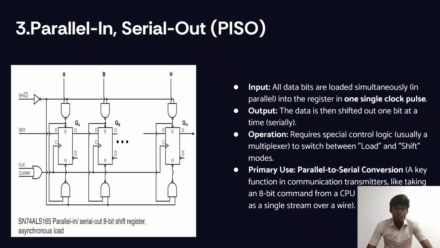Next, we will see parallel in serial out. Input operation: all data bits are loaded simultaneously in parallel into the register. On a single clock pulse, the data is shifted out one bit at a time, serially. A special control block, usually a multiplexer, is required to switch between load and shift modes.